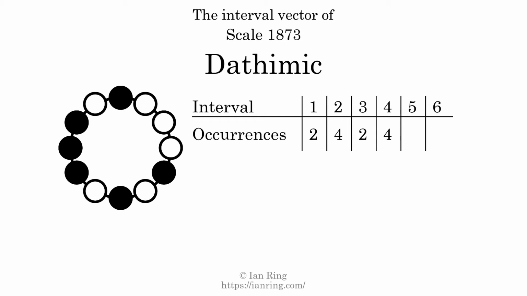There are 4 intervals with the size of 4 semitones. They are here, here, here, and here. There is 1 interval with a size of 5 semitones. It is here. There are 2 intervals with a size of 6 semitones. They are here and here. Each interval does not appear in this scale a unique number of times, so this is not a deep scale.